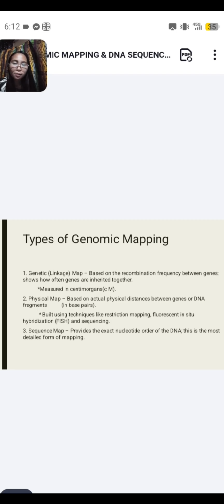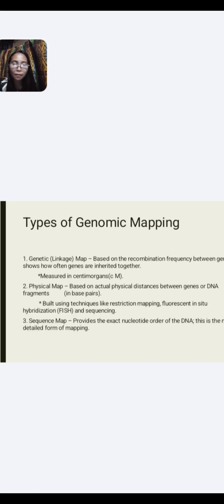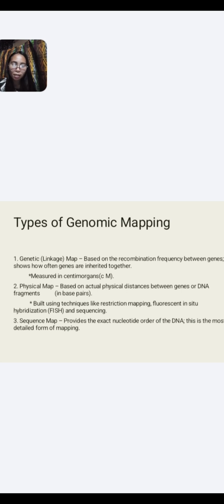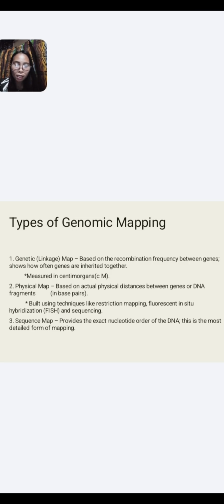The second is the physical map, based on the actual physical distance between genes or DNA fragments in base pairs. So a physical map is based on the physical distance, which is the distance between the DNA or the genes in base pairs.